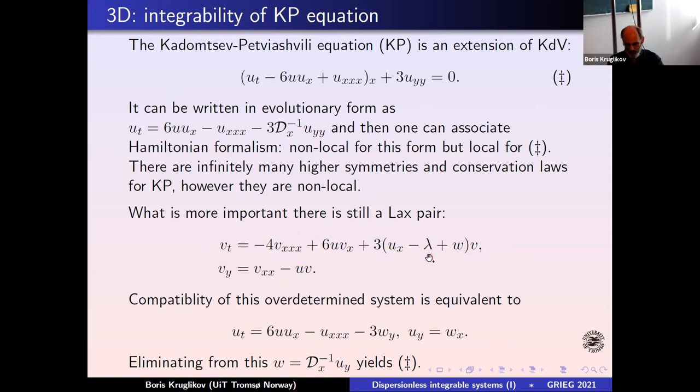There's also some spectral parameter sitting in here, right? So whenever we get something, it has to be true for any value of lambda. Okay, so what do we do? We compute compatibility again. Of course, it's already written in good shape. So you differentiate this by y, you differentiate this by t, and you subtract. However, you have to do a bit more work, because if you differentiate this by y here, you will see v_xxxy. And this shall not be like this. So you express it through here. You differentiate this triple by x and substitute, right? And here you will see v_xxt.